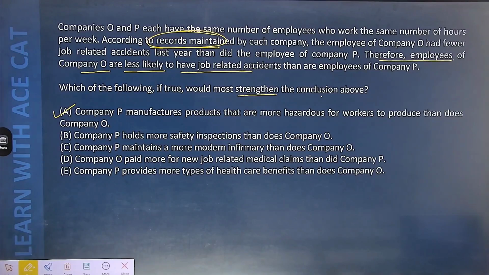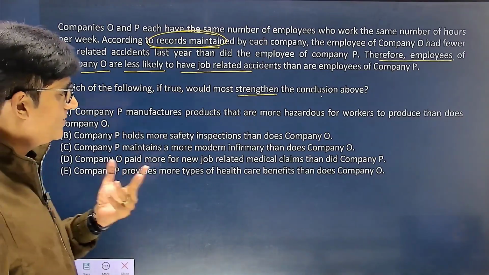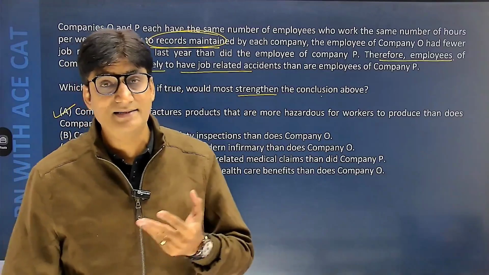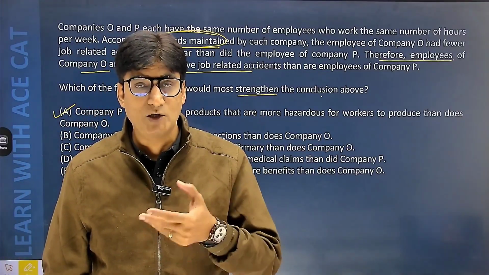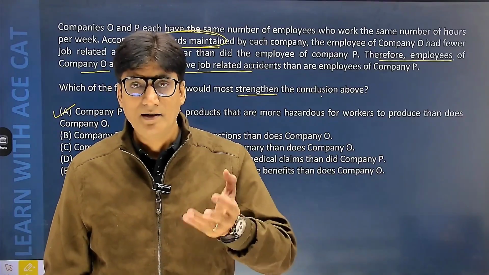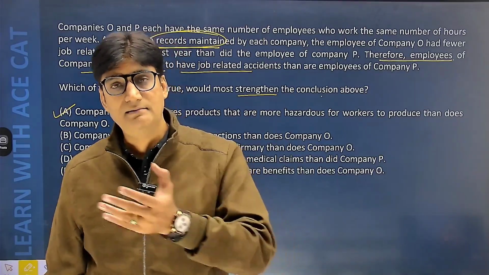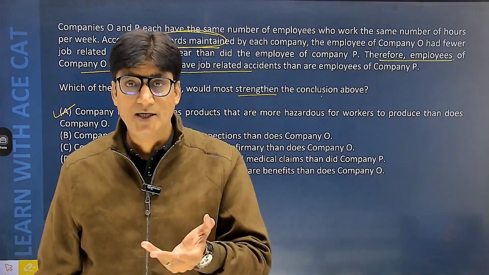Okay, क्या सारे ऑप्शन समझाने की ज़रूरत है? चलो मैं फर्स्ट समझा देता हूँ. Company P manufactures products that are more hazardous for workers to produce than does company O. अब आप जस्ट इमेजिन करो, कंपनी P ऐसे प्रोडक्ट्स बनाती है जो वर्कर्स के लिए बहुत हैजर्डस हैं, डेंजरस हैं. That itself means that the chances of having job-related accidents in company P will be more than that of company O. और यही तो conclusion है.